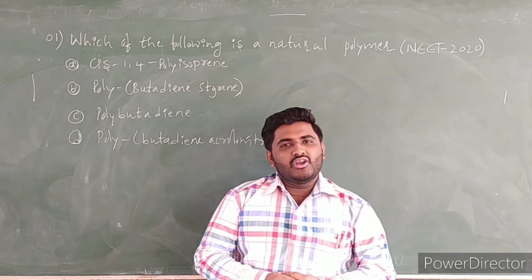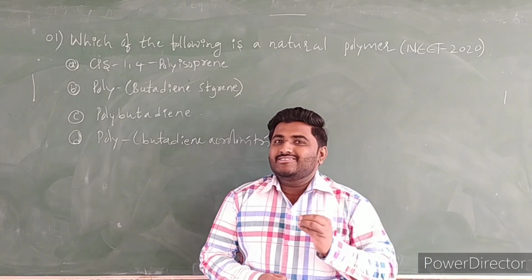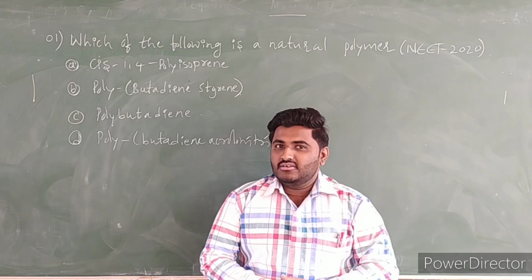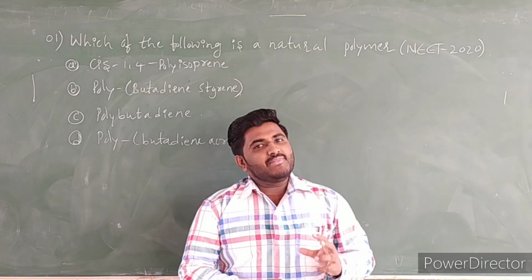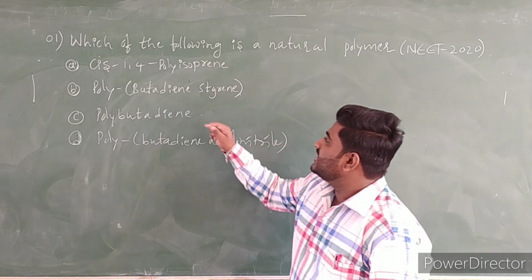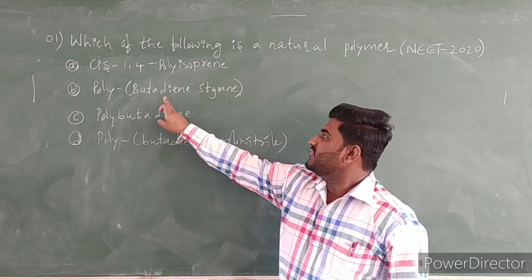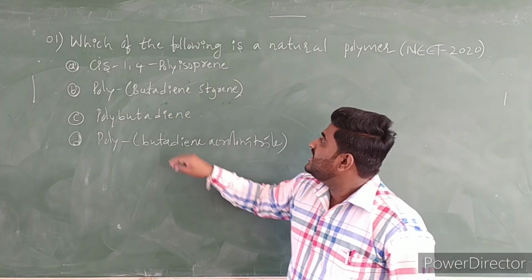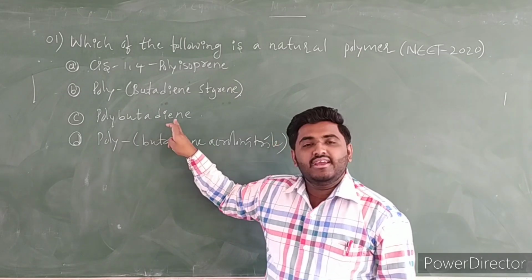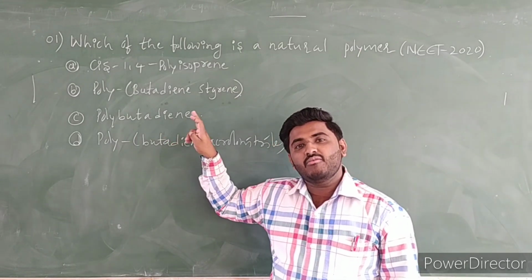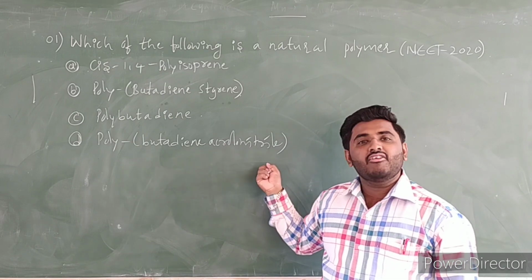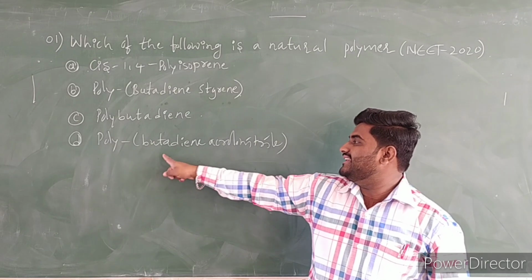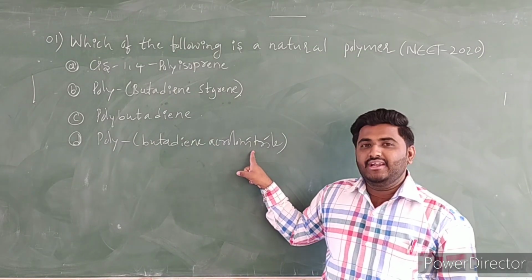We have already studied natural polymers in the polymer chapter. You are getting only one, that is natural rubber, which is made up of isoprene. See here, butadiene styrene is the copolymer prepared from butadiene and styrene. Polybutadiene is prepared from addition polymerization of butadiene. Butadiene acrylonitrile is prepared from butadiene and acrylonitrile.